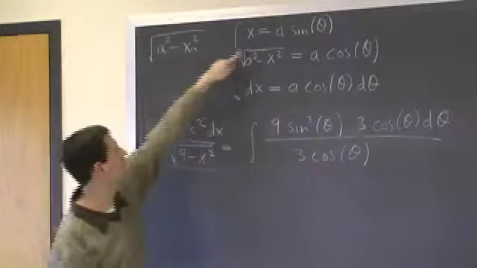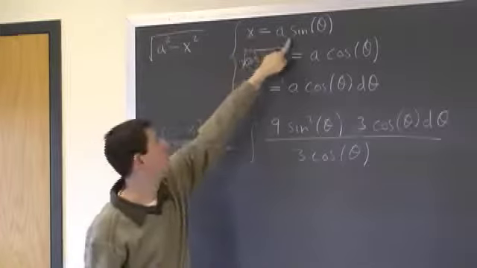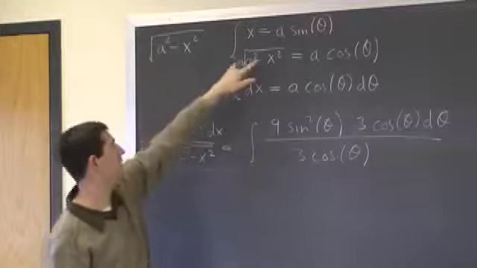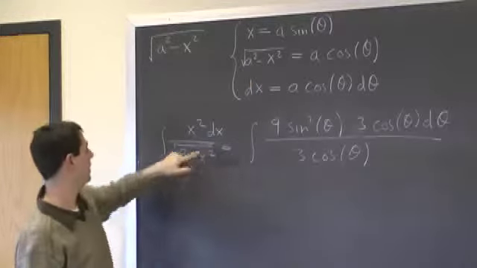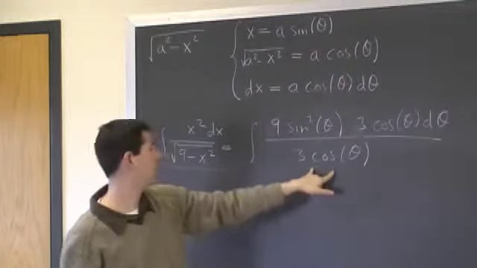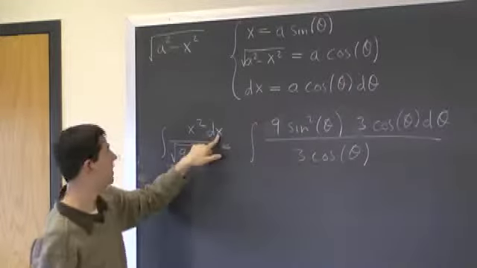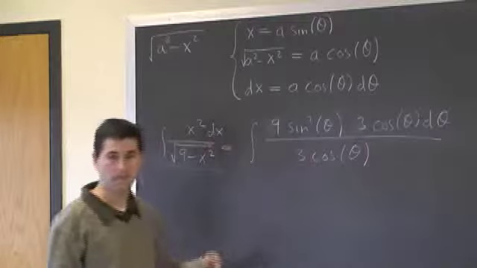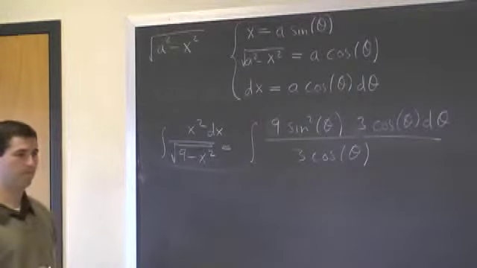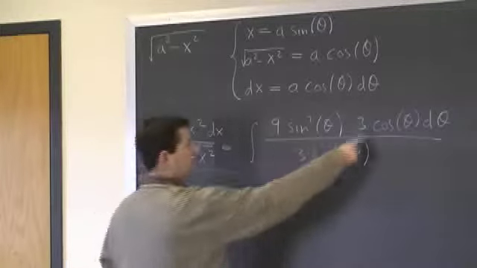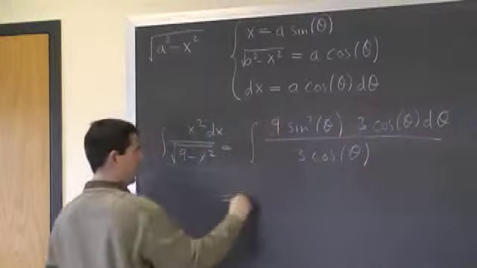The x squared, well, we looked at x, so when you square it, you get a squared, or in this case, a is 3, so you get 9 sine squared. The square root of 9 minus x squared comes from here, 3 cosine theta. The dx became 3 cosine theta d theta. Okay, all just comes right from there. Very nice. And of course, from here you can simplify. You can cancel some things out, pull out a 9.